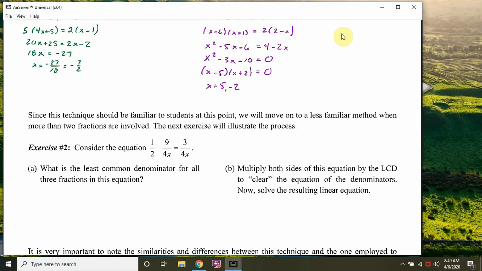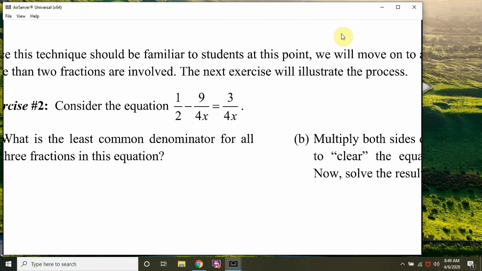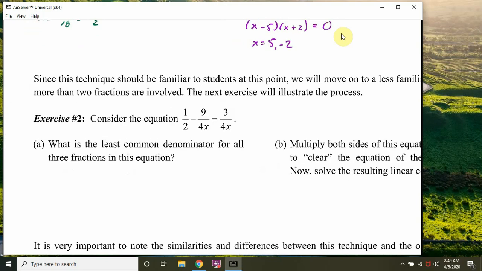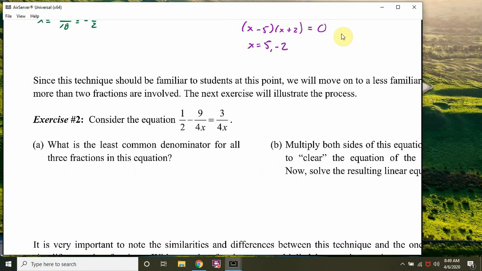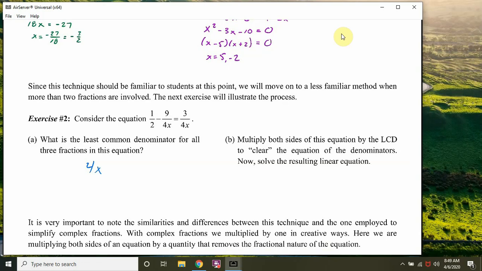What is the least common denominator of these three fractions? Well, the smallest thing 2 and 4 both go into is 4 itself, but we also have that x to deal with. So 4x is going to be our least common denominator here. Part B: multiply both sides of this equation by the least common denominator to clear the equation of the denominators. Let's see what happens if we multiply both sides by 4x.